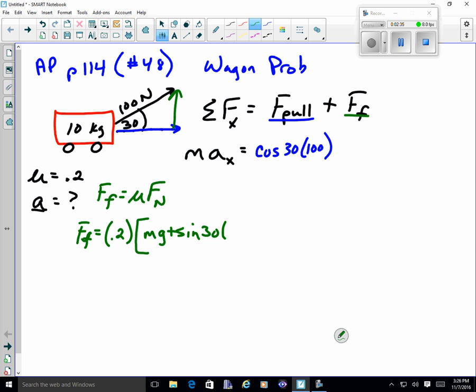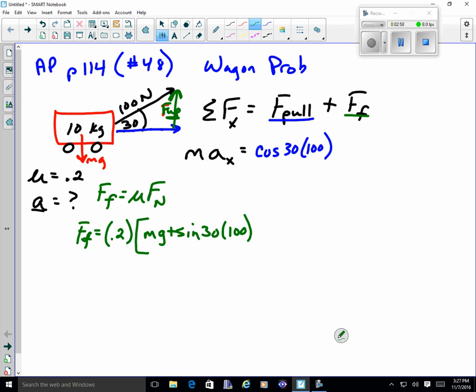Now, the reason why I got that, once again, the weight goes down. Here's the weight pulls them down like this. So this is mg right here. But this part of the handle pulls up. Oh, I just screwed that up. So this is going to be an up force due to the handle. So I have to subtract this force up from that weight going down.